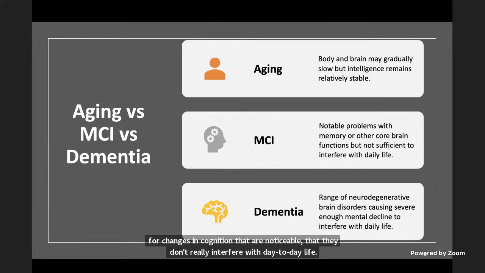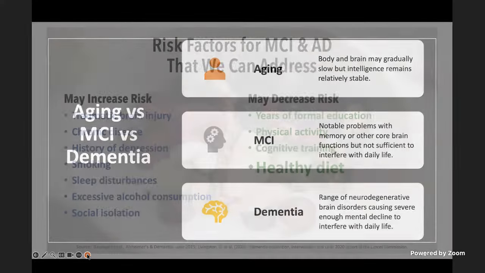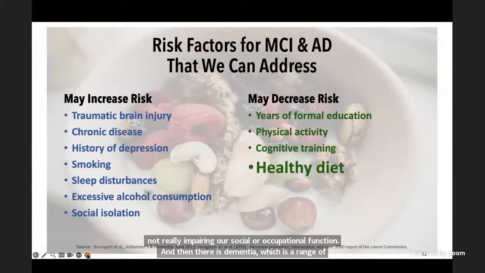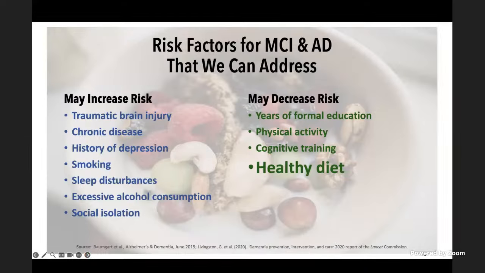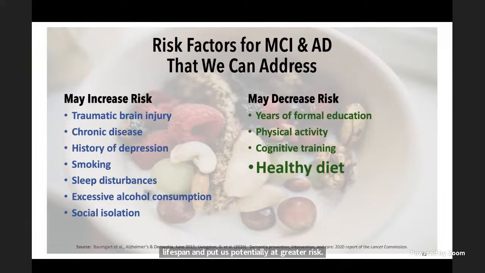And then there is dementia, which is a range of neurodegenerative disorders that are severe enough to cause interference with day-to-day life. And so I mentioned previously, as we lead into Dr. Anding taking over our presentation, that our number one risk factor is still growing older, but there are some lifestyle factors that can affect us throughout our lifespan and put us potentially at greater risk. Some of these are controllable, such as tobacco use, getting enough sleep, alcohol consumption, social isolation, things like that, that we may be able to control. And then there are some things that may be able to decrease our risk, including a healthy diet. And so with that, I will turn it over to Jenna to talk to us a bit about diet.